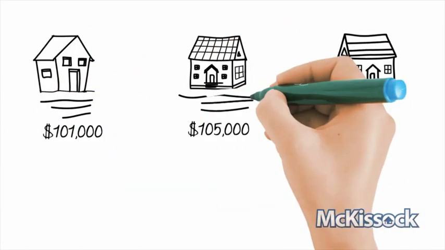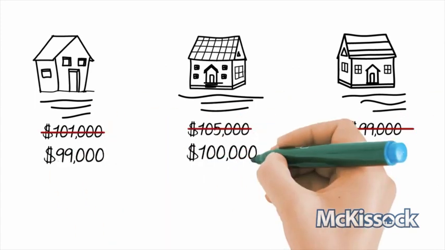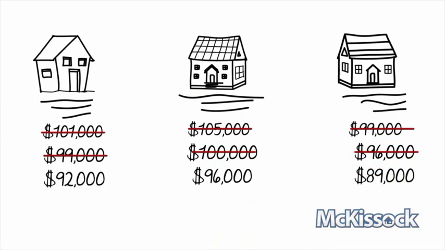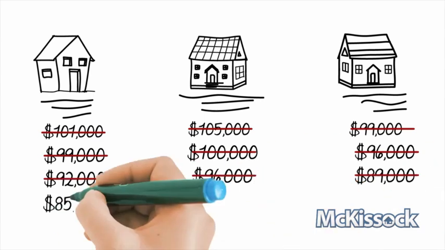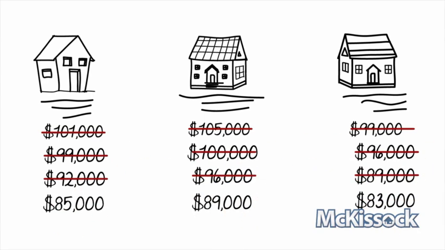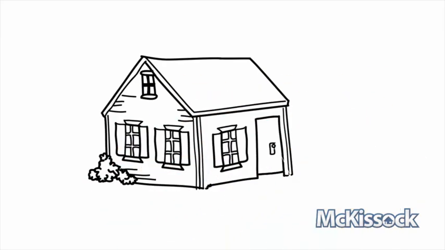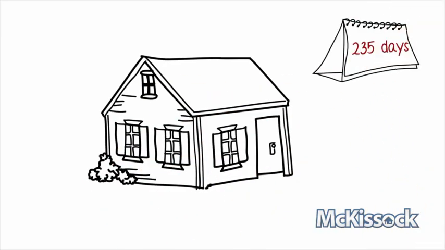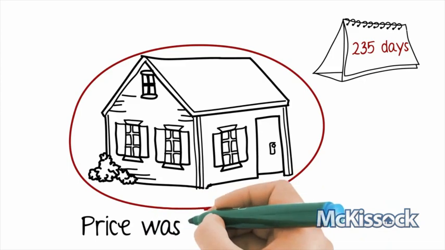But what about all those times the comps were listed? Then the price was reduced. Then it was reduced again. Then it finally went under contract at a price significantly below the original asking price. In the end, it doesn't matter if the comparable property was actually on the market for 235 days. So what if the price was reduced 3 times?